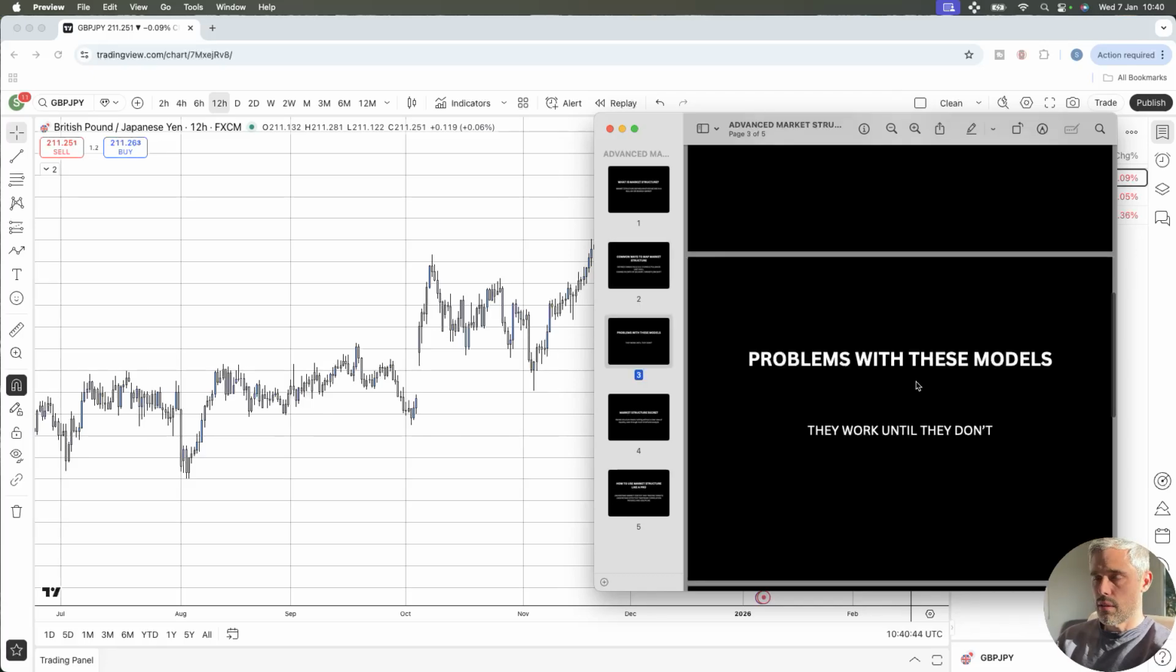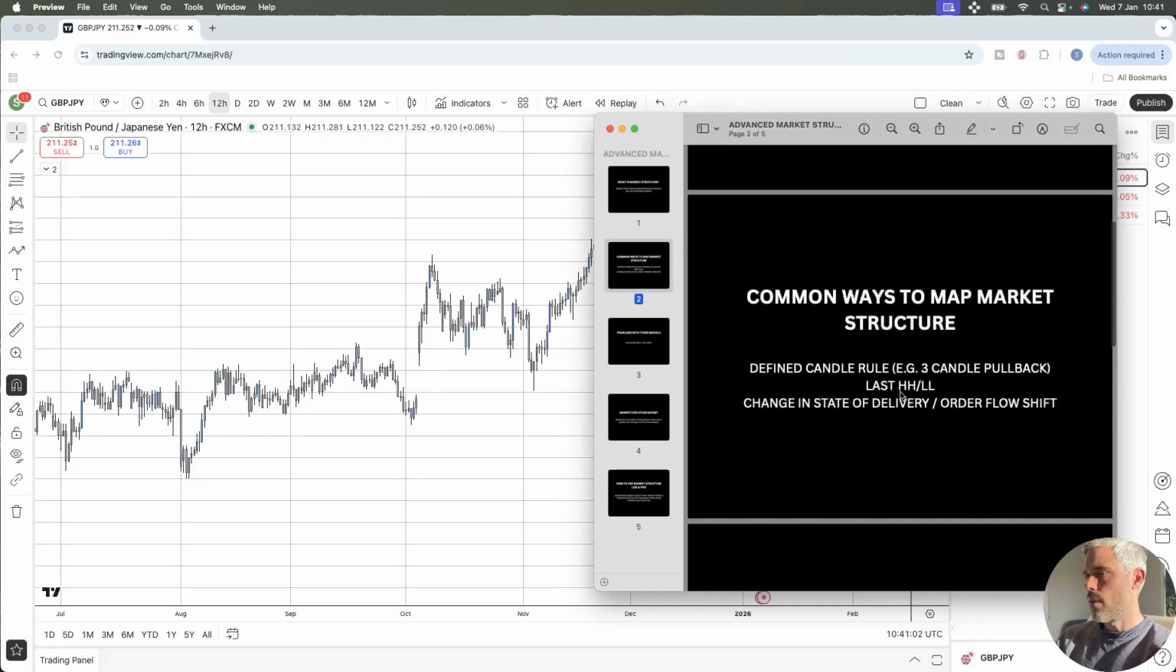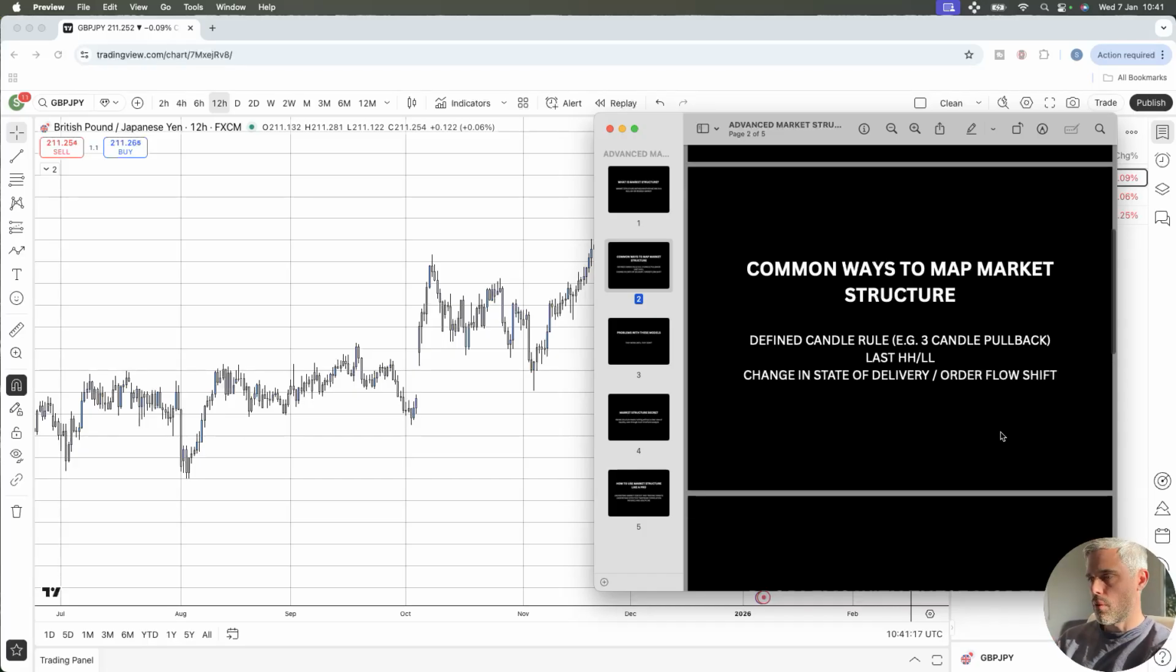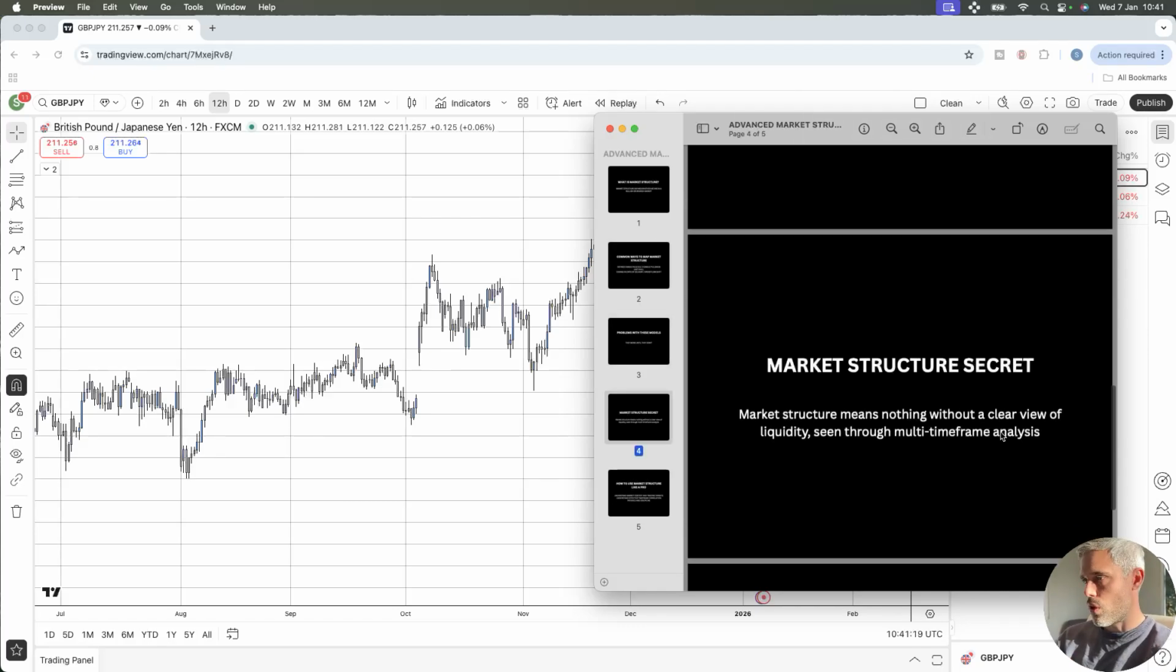It works until it doesn't. That's ultimately the problem with these models. And when they work, they're great, but they don't necessarily help you time exactly where to get into trades. And when you are wrong on the market, it can really lead to compounding loss. There are other ways, like change in state of delivery and order flow shifts. These aren't necessarily market structural shifts, but they're price action shifts that we can use to time trades, and I do that all the time. But all of these things need to be used in conjunction with other trading methodologies or constructs.